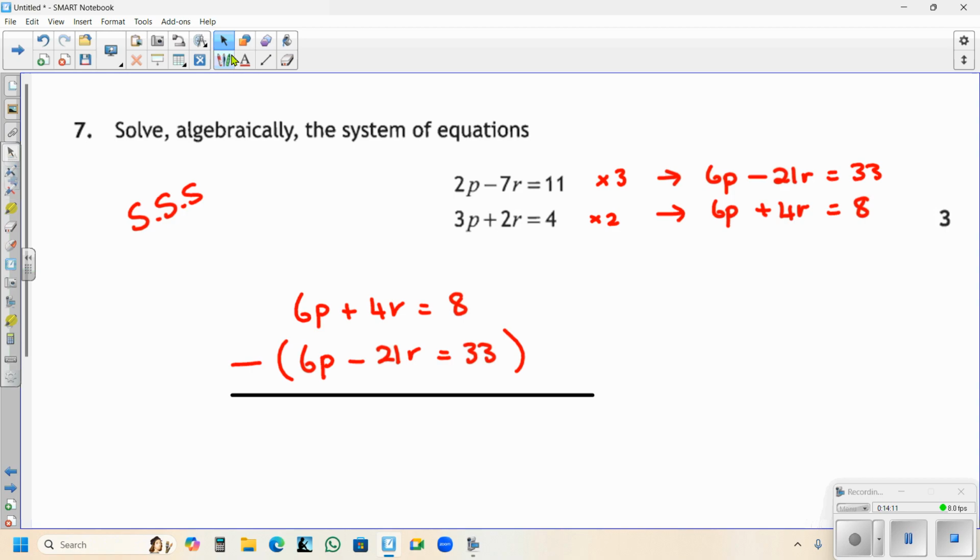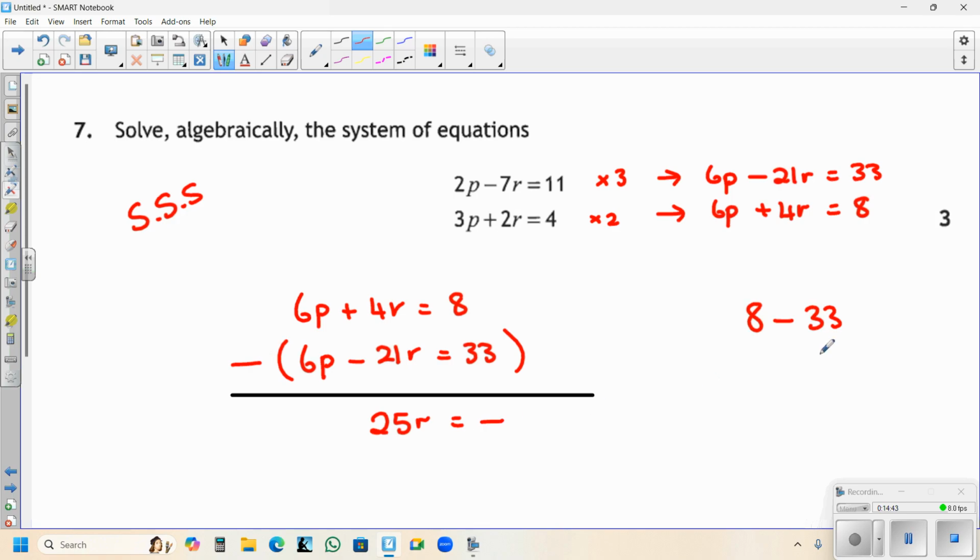So 6p, take away 6p, they disappear, it's gone. That was what we wanted to do. I've got 4r, and I want to take away negative 21r. So when I take these two negatives together, that makes a positive. So I've got 4r plus 21r gives me 25r. And then I've got 8 take away 33. So 8 take away 33, I know my answer is going to be negative.